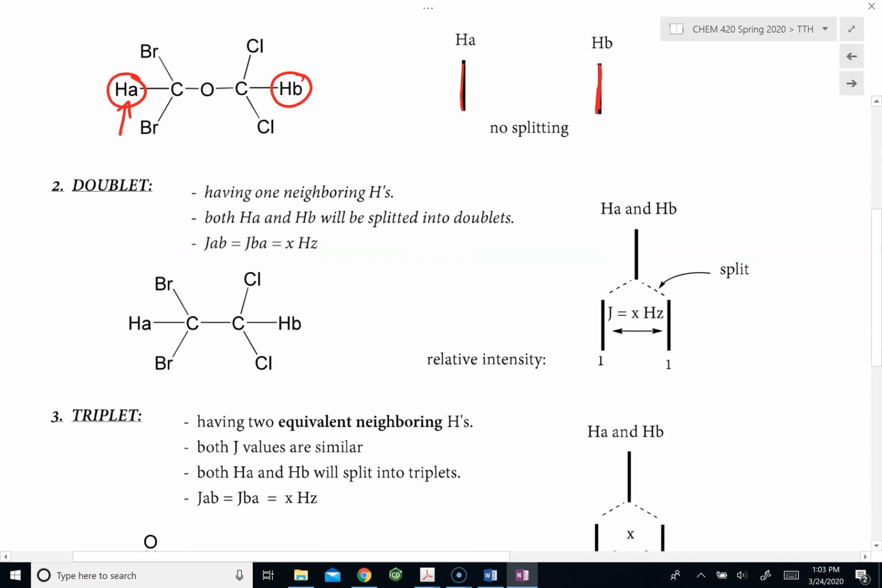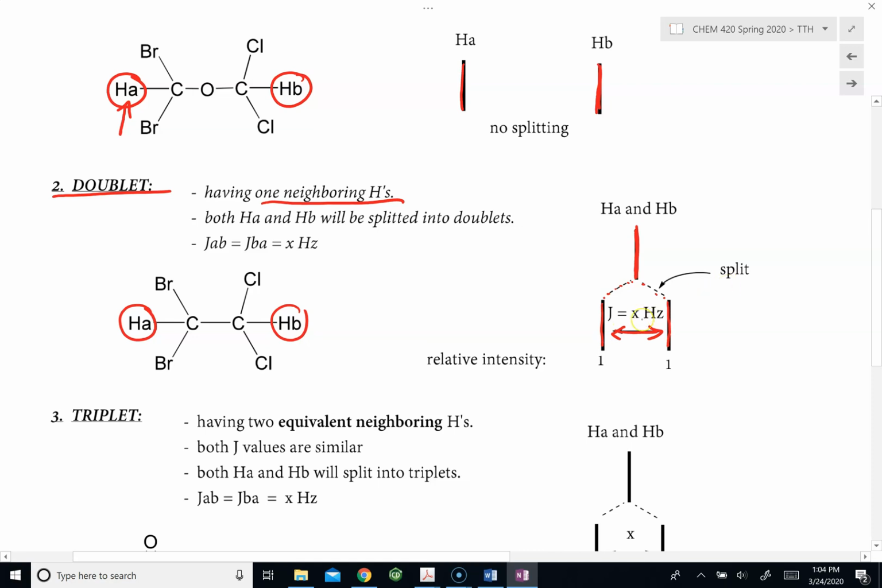And now a doublet. A doublet is basically the signal from a hydrogen that has one neighboring hydrogen that it communicates with. So here in this example below, both HA and HB will be split into a doublet. And the reason why is as follows. Initially, both HA and HB start out as a singlet. When HA and HB are communicating with each other, it gets split once. And in this case, they get separated by this distance right here that is described by the J value.